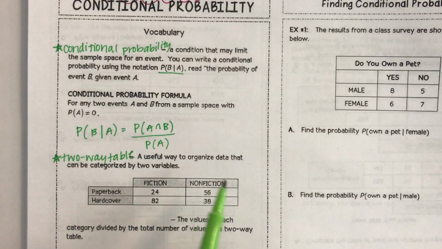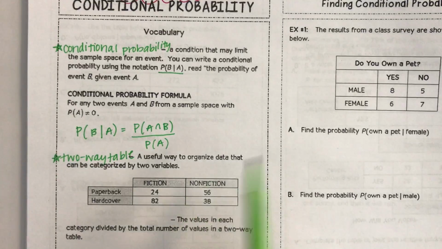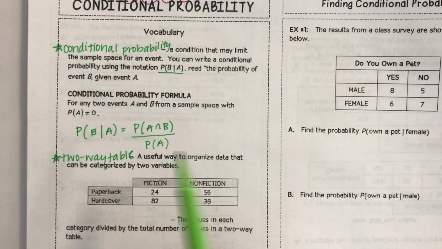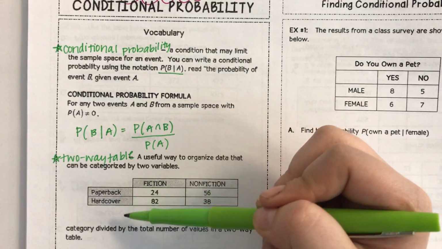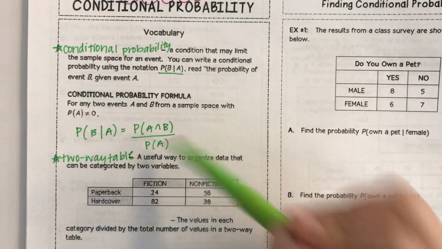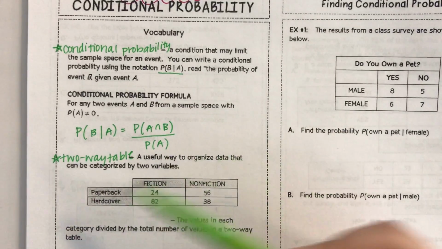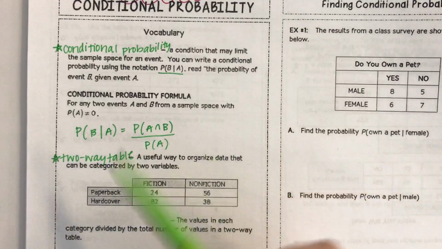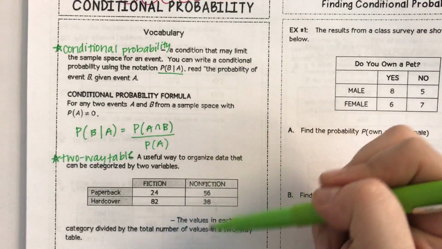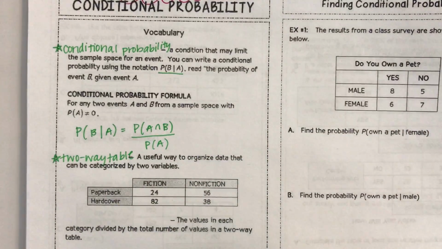So, a two-way table down here is a useful way to organize data that can be categorized by two variables. So in this table, we have two different variables. We have fiction and nonfiction, and paperback and hardcover. So types of cover versus genre. Two different variables, okay? This is called a two-way table because it goes this way and this way. That's why it's called two-way.